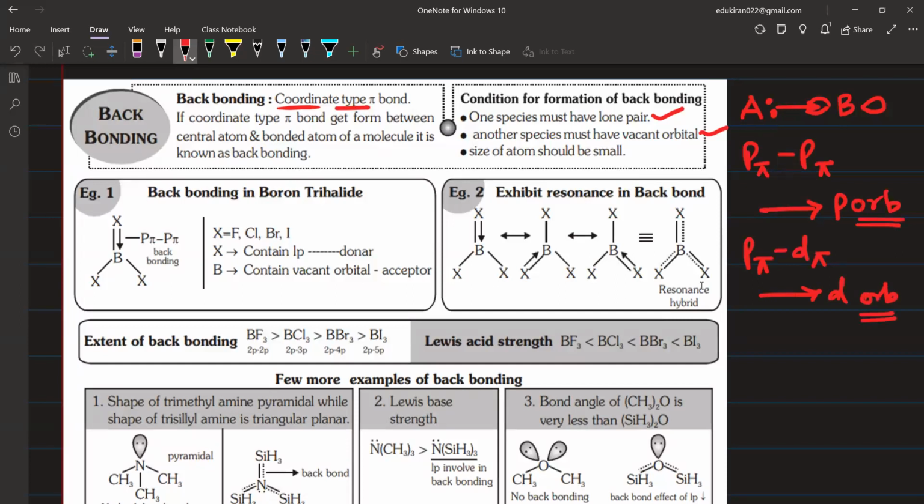Okay. As you can see here, in the first example, we have B and X. X are what? Fluorine, chlorine, bromine, and iodine. That is halogens. Now, boron, if I look at BF3, boron will be having 3 bonds.